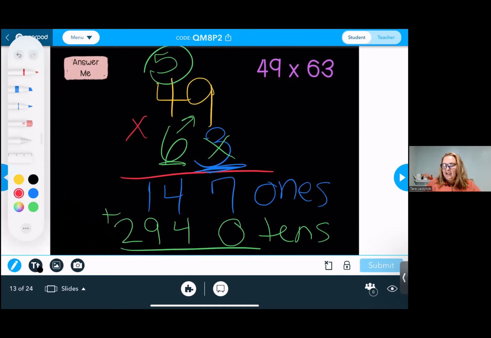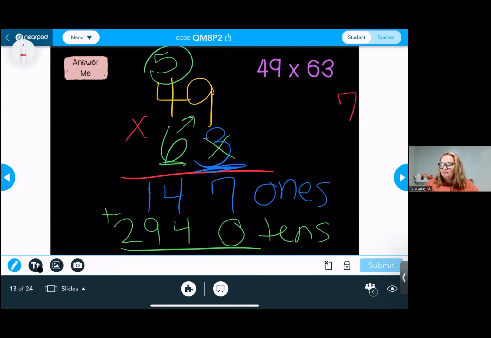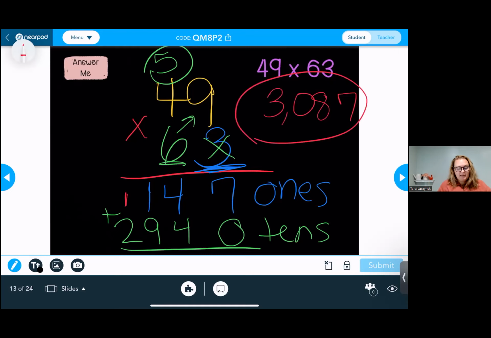I'm going to bring this up top, since I ran out of space a little bit again. 7 plus 0 is 7. 4 plus 4 is 8. 9 plus 1 is 10. I carry. 2 plus 1 is 3. This gives us a final answer of 3,887.